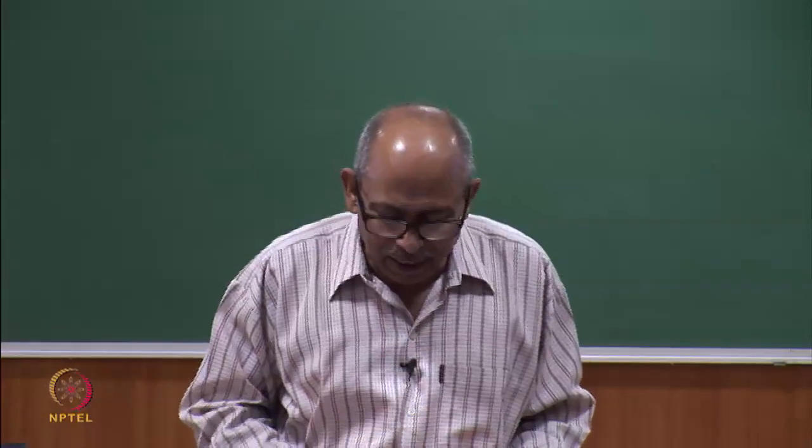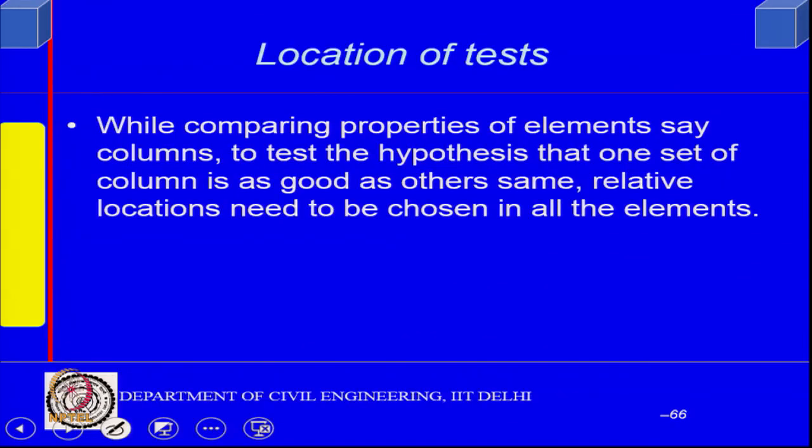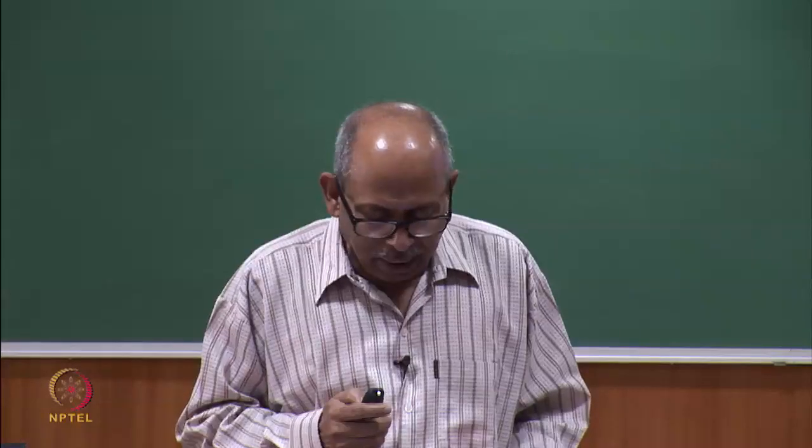While comparing elements, say columns, the test hypothesis is that one set of columns is as good as the other one. Relative location needs to be chosen in relatively the same location. The same relative location should be chosen in both sets of columns, right.